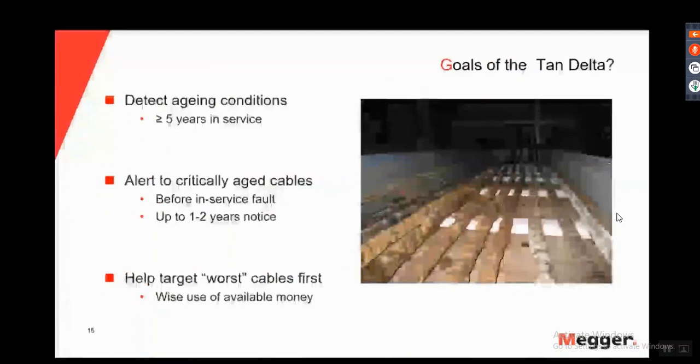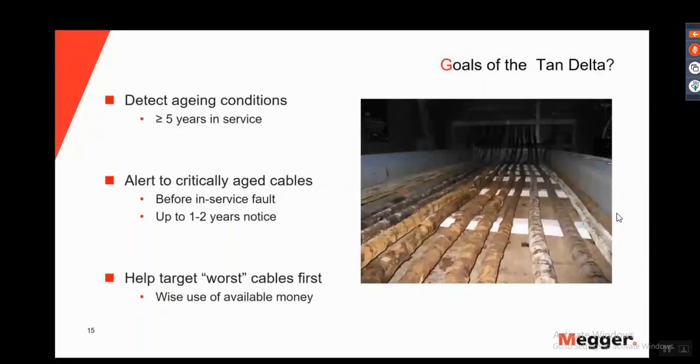What are the goals of the tan delta test? Well, to detect the aging conditions in the insulation of the cable. For that reason, we will do the tan delta test in all cables, at least cables that have been in service for 5 years. The goal is to alert to critically aged cables before in-service fault, with 1 to 2 years notice. And of course, also to help target the worst cables first.